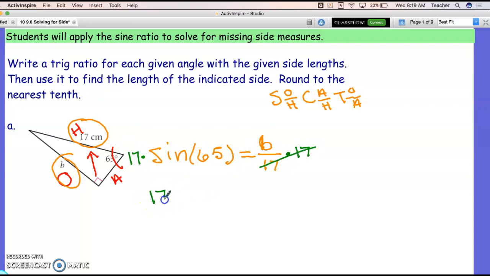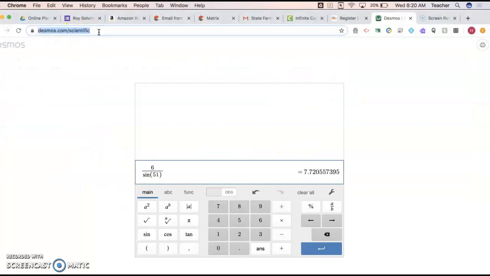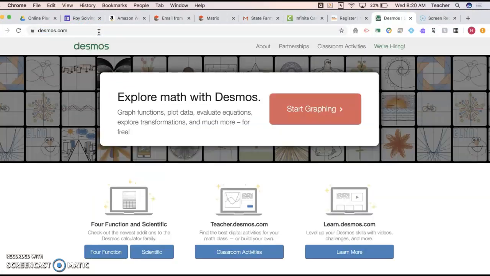So on the left-hand side, we get 17 times the sine of 65 equals B. So now we've gotten B by itself, but I don't know what 17 times the sine of 65 is equal to. The sine of 65 is just a number, and to figure out what that number is, if you have your own graphing calculator, you can do it in your graphing calculator, or if you go to desmos.com, it'll take you to this website here, and it's a free graphing calculator for you to use.